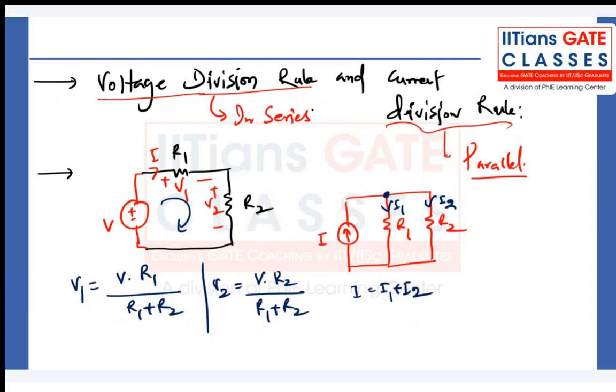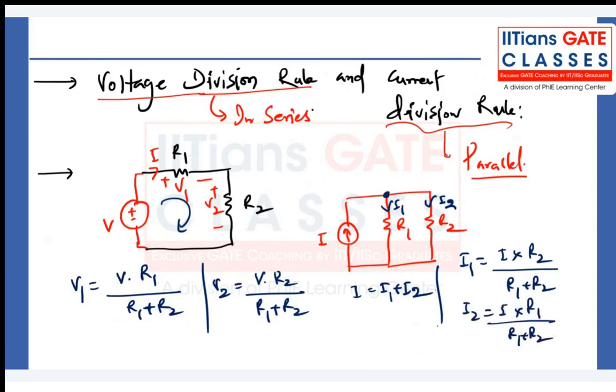So now you can find I1 directly. I1 will be equal to the total current I times the resistance opposite to this branch. The current you are finding is through R1, but you take the resistance R2, divided by the sum of the resistances R1 plus R2. In the case of voltage, you take the same resistance, but in the case of current you have to be careful. And I2 will be I times R1 by R1 plus R2. So these are the voltage division and current division rules.